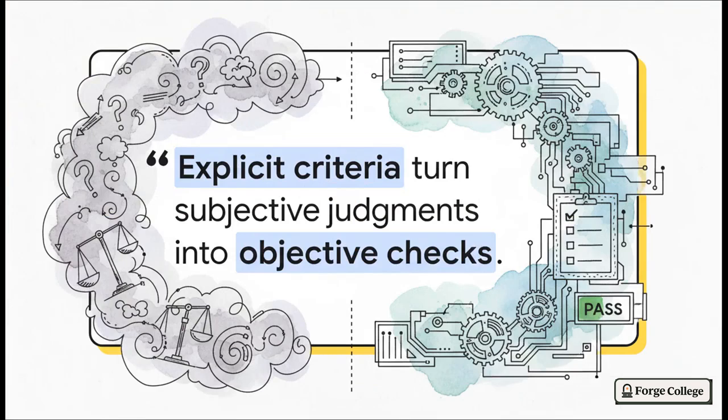I want you to remember this core philosophy. Explicit criteria turns subjective judgments into objective checks. I absolutely love that. When you provide an exact command and an expected output snippet, you completely remove the reviewer's subjectivity. They don't have to sit there and guess if your code is good enough. They just run the check. It passes or it fails. And honestly, that is the gold standard for a capstone project.